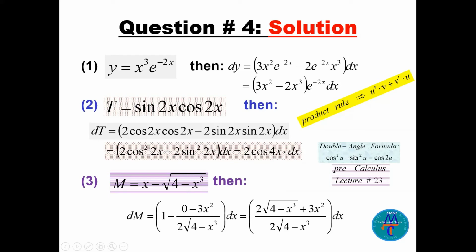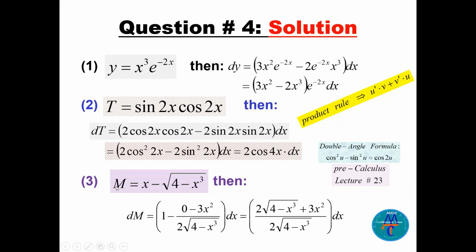You can use this double angle formula. This is from pre-calculus, lecture number 23. Cosine squared of u minus sine squared of u is cosine of 2u. So we have here cosine squared of 2x, this is like u, minus sine squared of 2x, also the same u. And this 2 is a common factor, remember? Leave it outside here. So this becomes cosine 2 of u, and u itself is 2x. So it will be 2 cosine of 4x dx. This is dt, 2 cosine of 4x times dx.